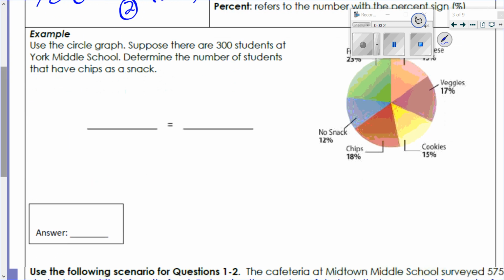We're going to use this circle graph. Suppose there are 300 students at York Middle School. Determine the number of students that have chips as a snack. So there's our task with determining the numbers. So the first thing we do is look at our circle chart. What number is with chips?